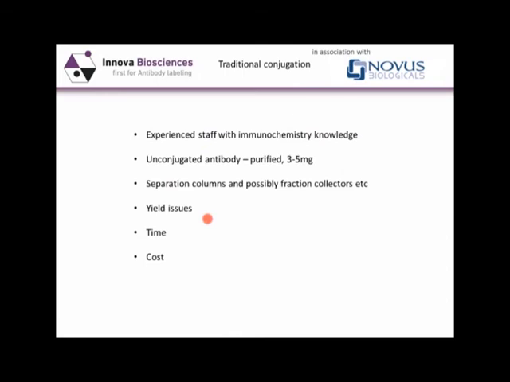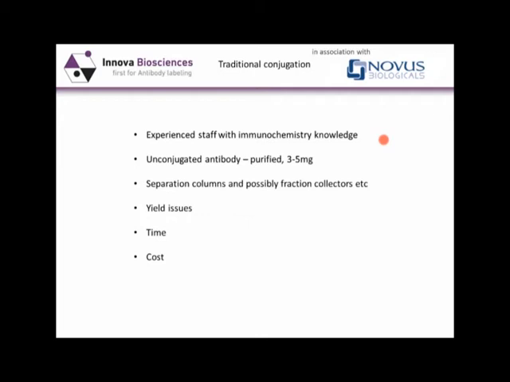What options do you have to overcome this? One of them really is to undertake conjugation of your antibodies yourself, or perhaps to use traditional antibody conjugation techniques by subbing this out to other companies. If you undertake this, there are a number of things that you need. Certainly, you will need experienced staff who have a certain knowledge of immunochemistry. Now, depending which dye you may be using, the knowledge that they will need of the chemical reactions to link antibody to a dye vary.